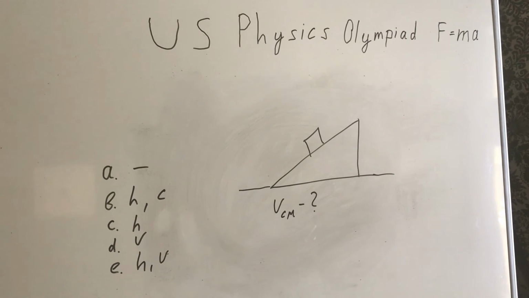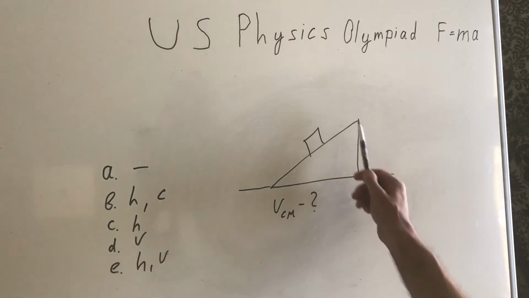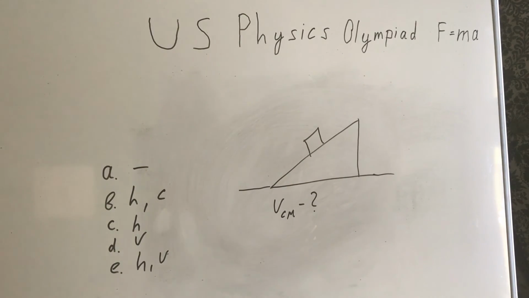So first we can conclude from this problem that this surface is smooth. There is no friction between the surface and this wedge. It means that we don't have any horizontal force on this system, and it means that we don't have any horizontal acceleration. So if the center of mass of this system was at rest, it will stay at rest after the beginning of motion.